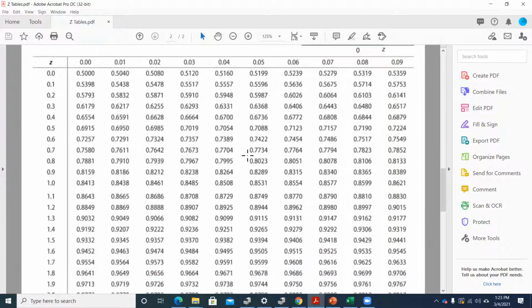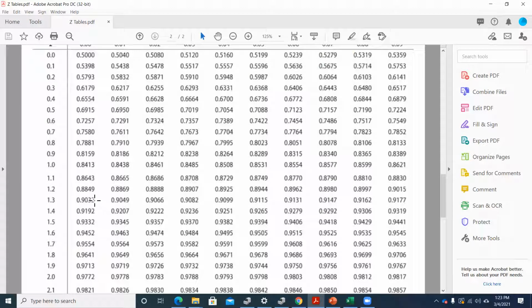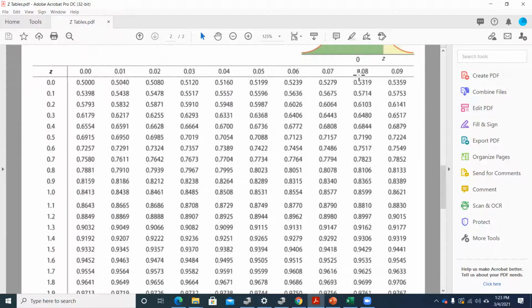So I searched through these numbers and asked, what's closest to 0.9? It's in between these two values. I can't get exactly 0.9, but I know the area to the left of 1.28 is 0.8997, and I know the area to the left of 1.29 is 0.9015.